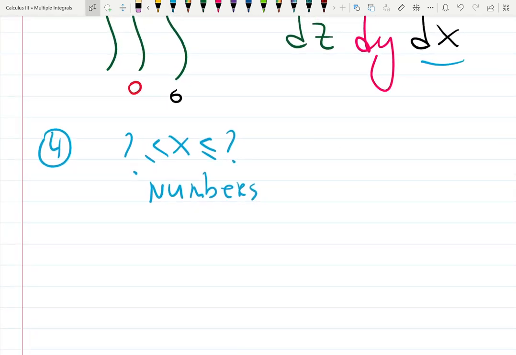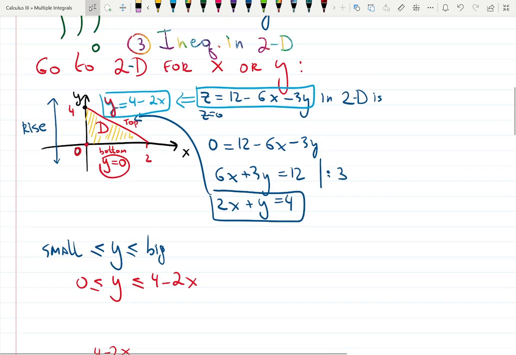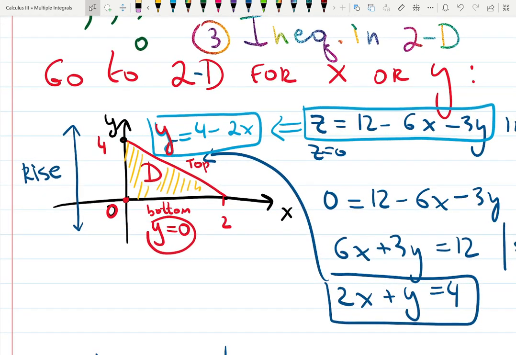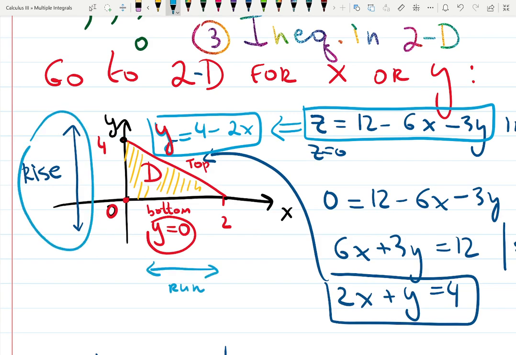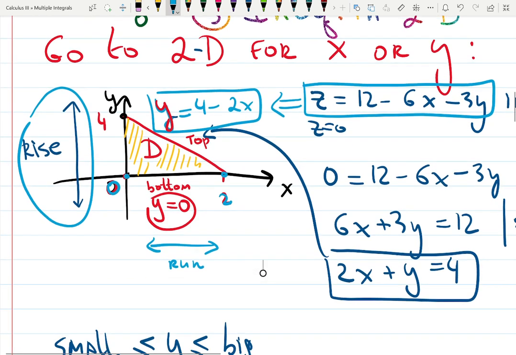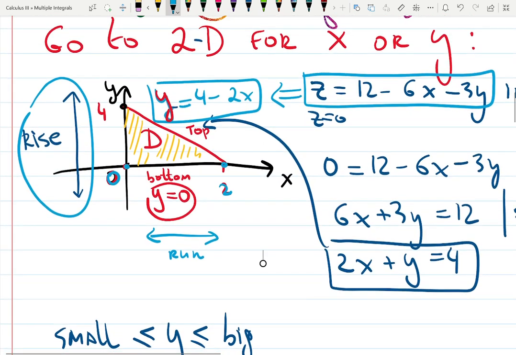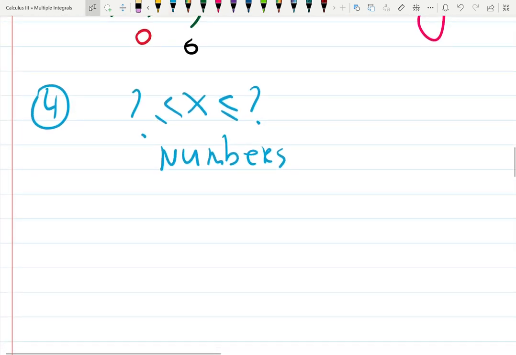So x is from where to where? You learn it from calculus, or you learn it from exam 2. You just look at the x points. While y was between functions, x is running between numbers. What numbers are they? 0 and 2. If you don't see them, you have to find points of intersection, and you also know how to do that. 4 minus 2x intersects with y equals 0, gives you 2x equals 4, so x is 2. So it's going to be from 0 to 2.